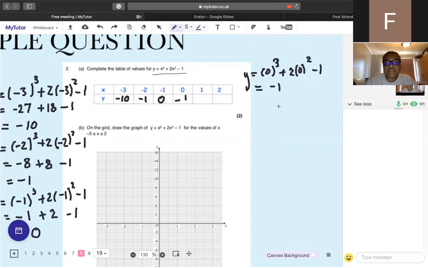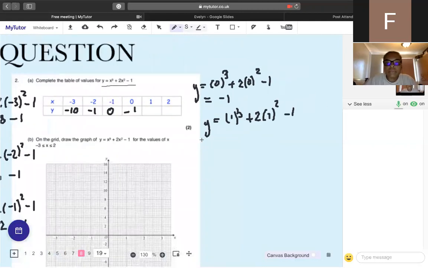And let's do the same thing for when x is 1. So we've got 1 cubed, then plus 2 multiplied by 1 squared, and then minus 1. So 1 cubed is 1. 1 squared is 1, multiplied by 2 is 2, and then minus 1. So this one would give us 2.